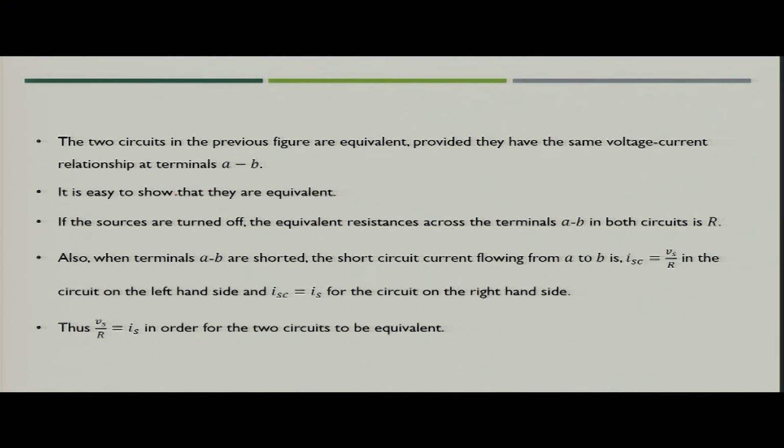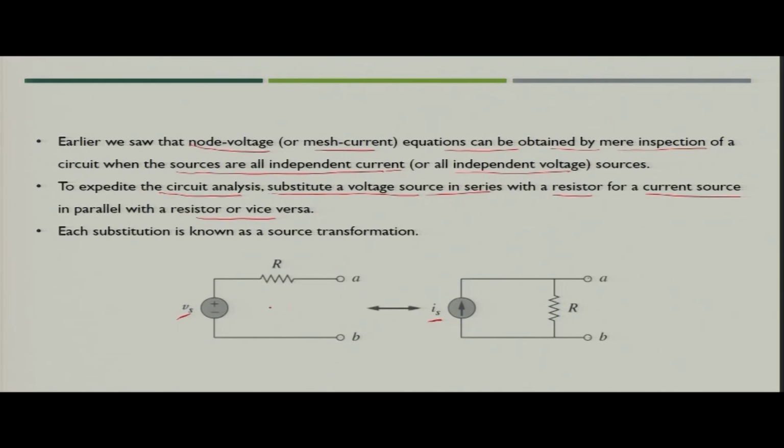Now, we know that it is very easy to show that these are equivalent. What we will do is first turn off the source and find the equivalent resistance across the terminal A B. So, if you see this circuit, switching off the source means what?